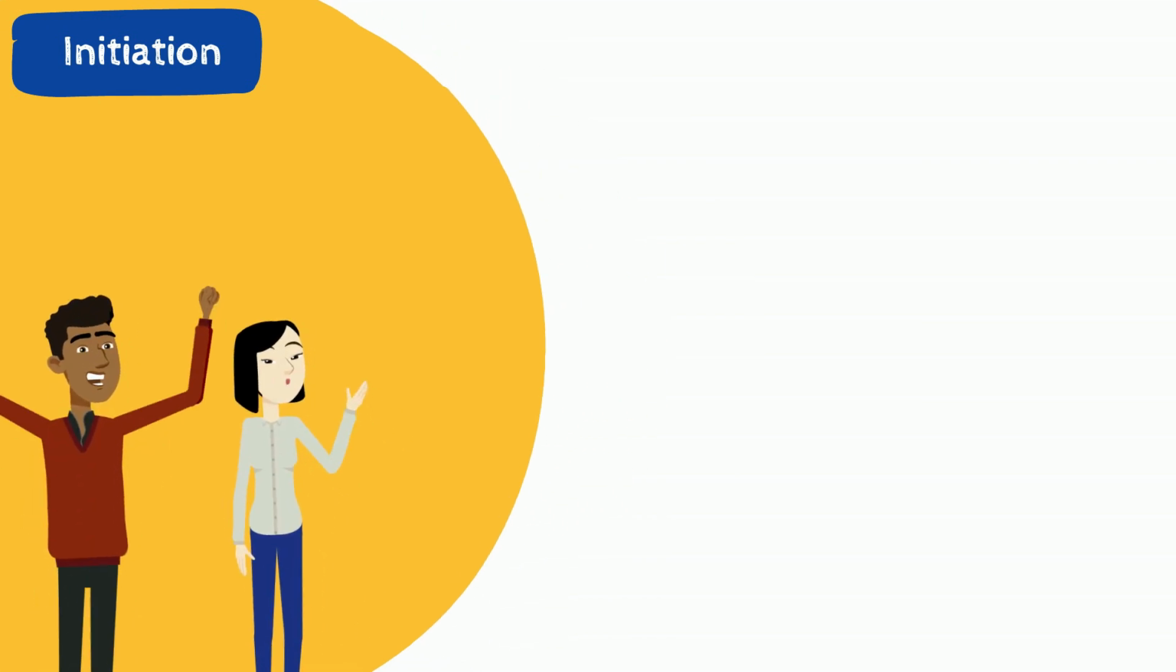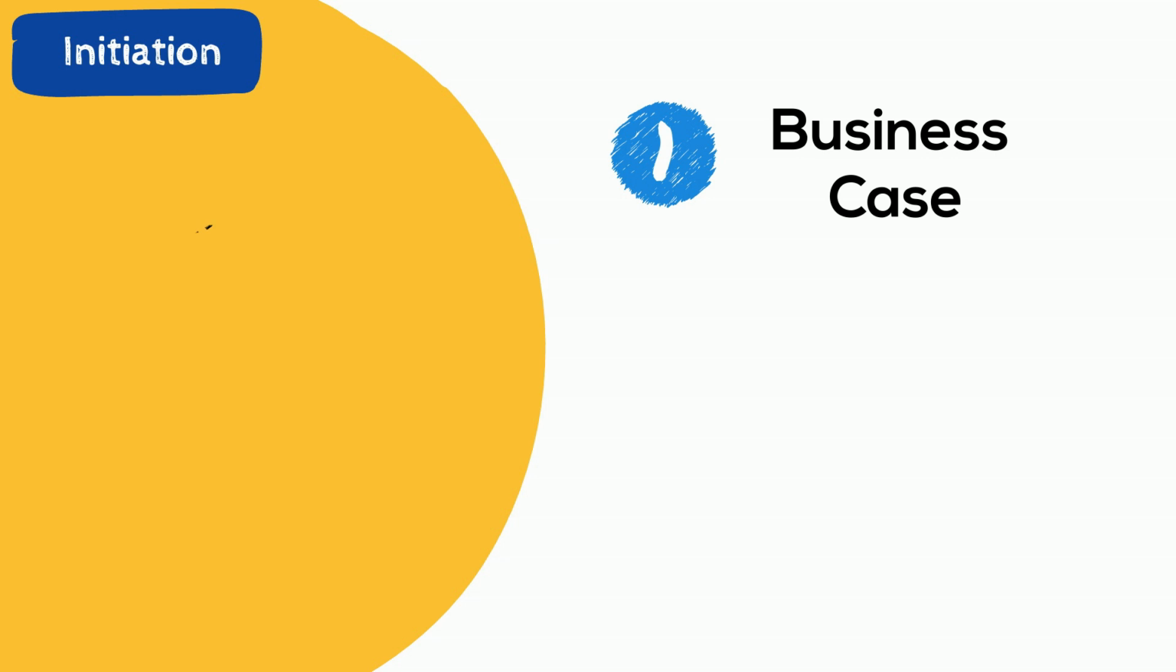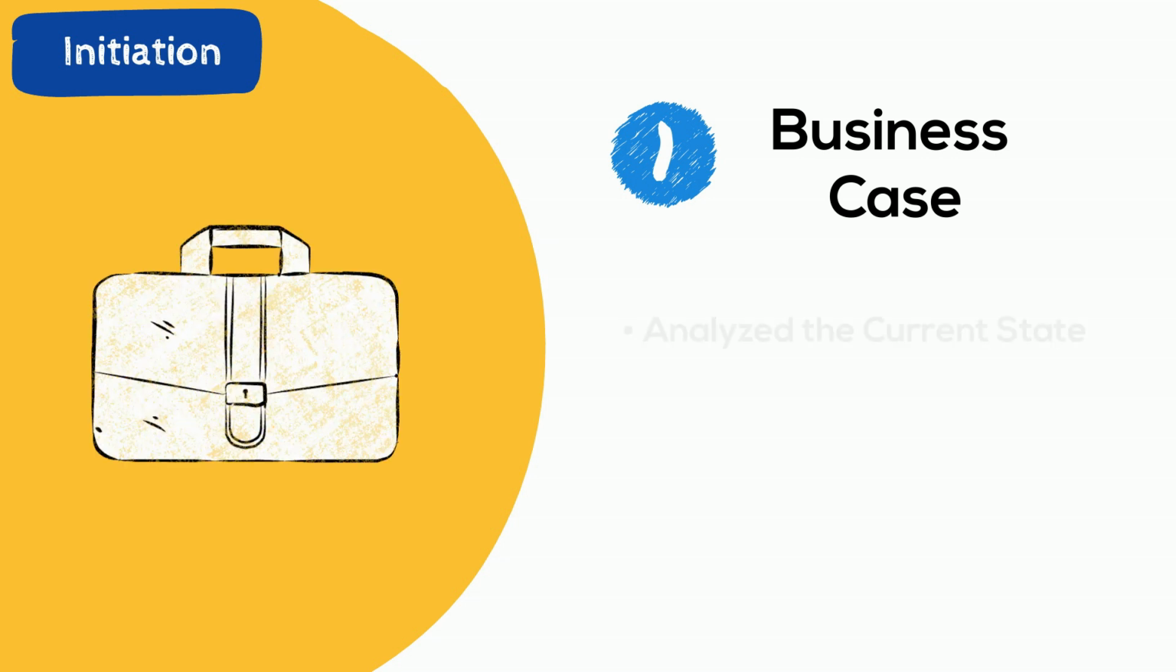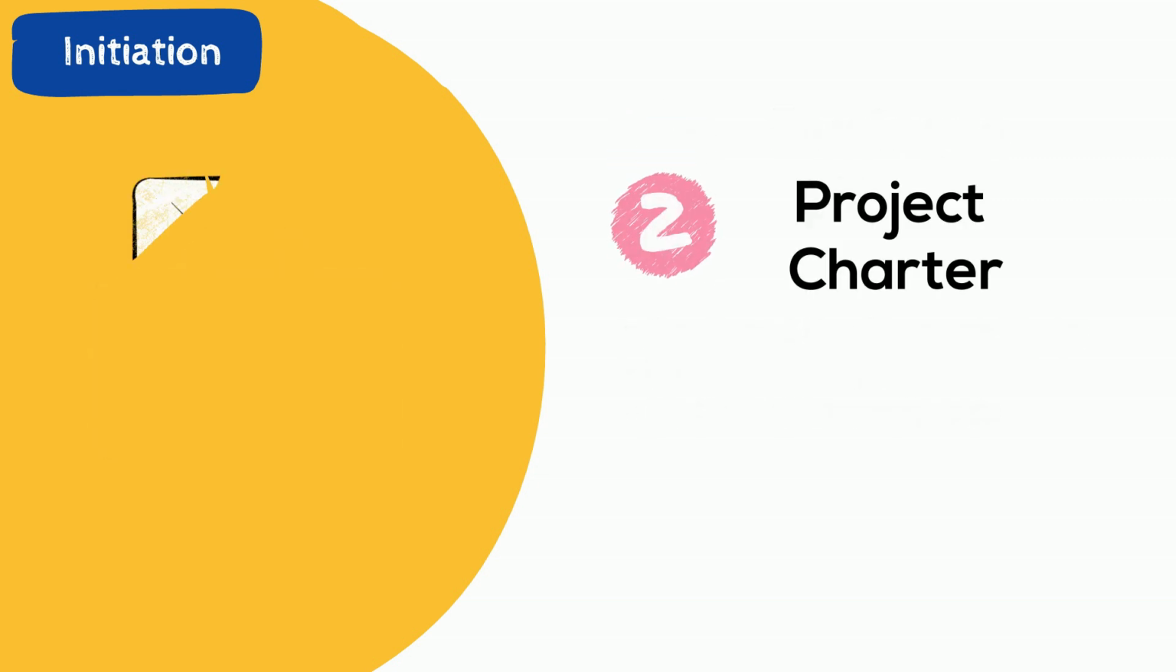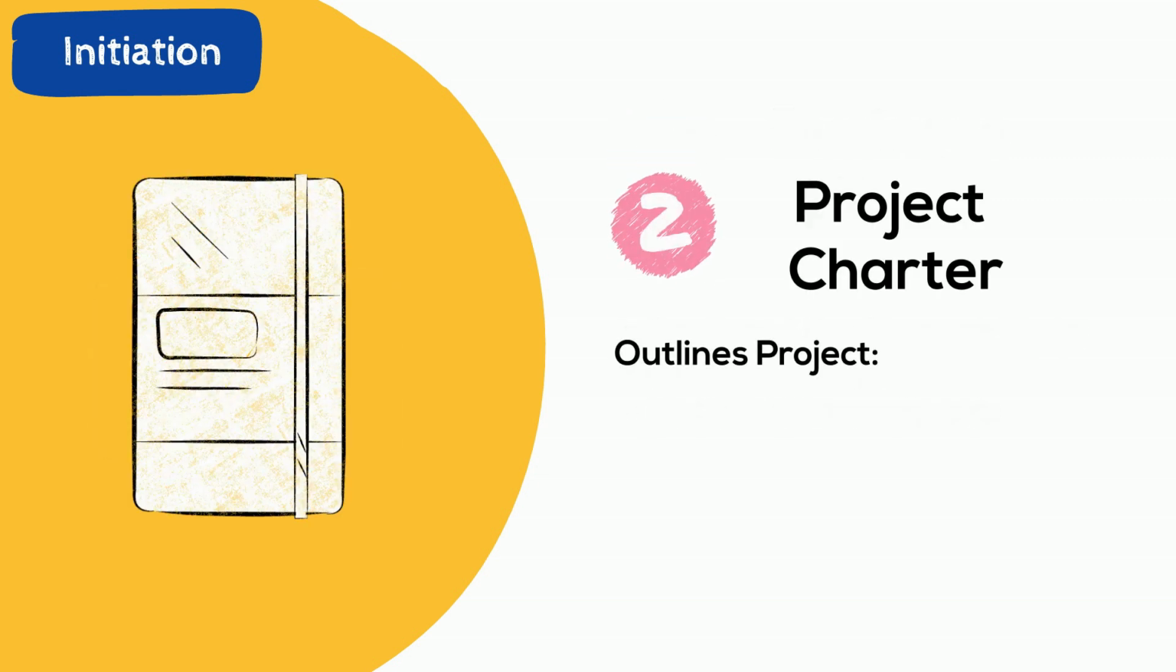The project team built a solid business case. This is a document that analyzed the current state, identified the gaps, and defined future needs to ensure alignment with priorities. Next, a project charter was created. This is a document that outlines the project's purpose, vision, and goals to keep everyone on the same page.